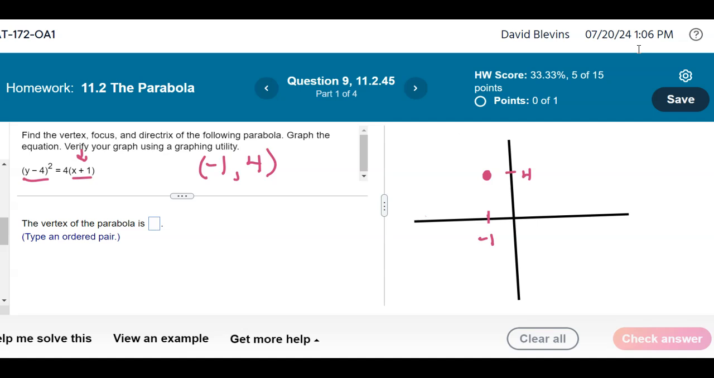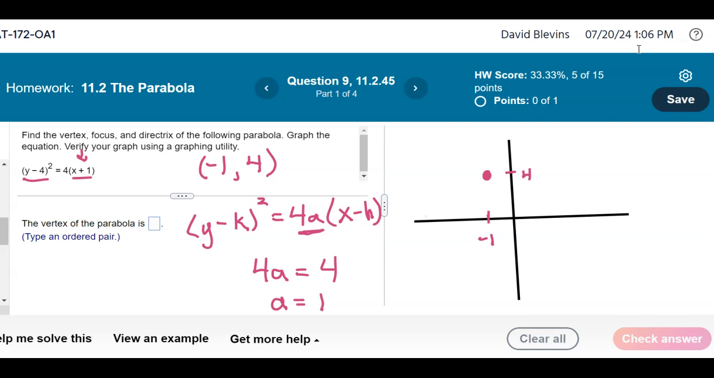All right, and then I need to determine what is the value of a. Remember, the way these things work is y minus k squared equals 4a times x minus h. So the number out in front of the x in the parentheses is just 4 here. So that means that a is going to be equal to 1. So that's what I need to multiply 4 by to get 4. So when a is positive like this, that means the focus is going to be 1 unit to the right of the vertex. Again, this opens left and right, so this is going to be 1 unit to the right.